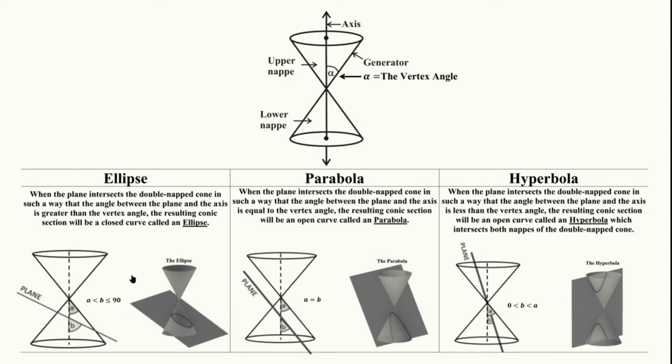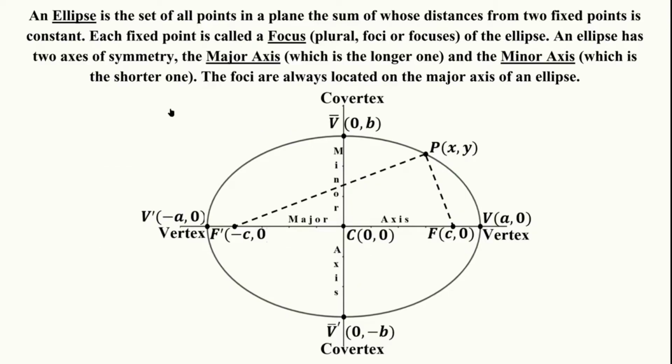Today, of course, we're interested in the ellipse. Formally speaking, an ellipse is the set of all points in a plane, the sum of whose distances from two fixed points is constant. The two fixed points are depicted here. They're called the focuses or the foci, the singular, of course, being the focus.